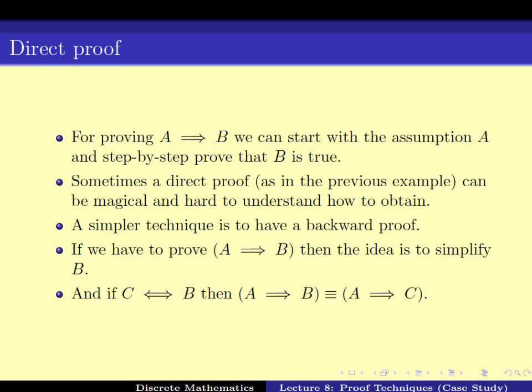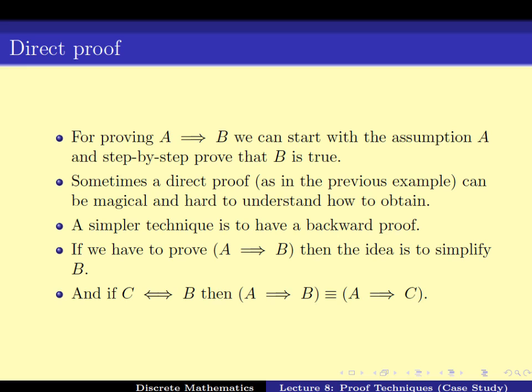And now that you have simplified to C, it might help you to understand or get a full proof of A implies B directly. So that is the idea of the direct proof. Either you go forward or go backward. So this is what we did till the last video.